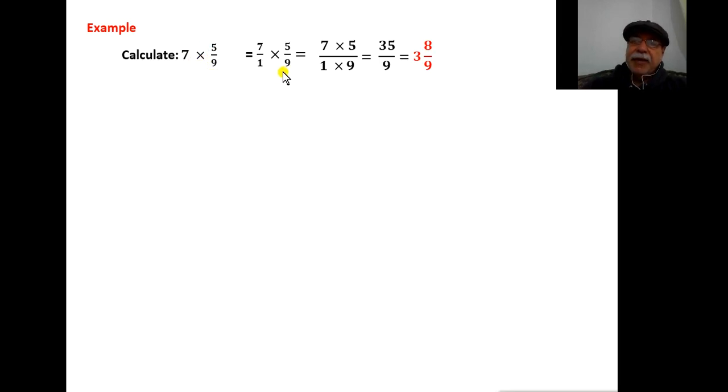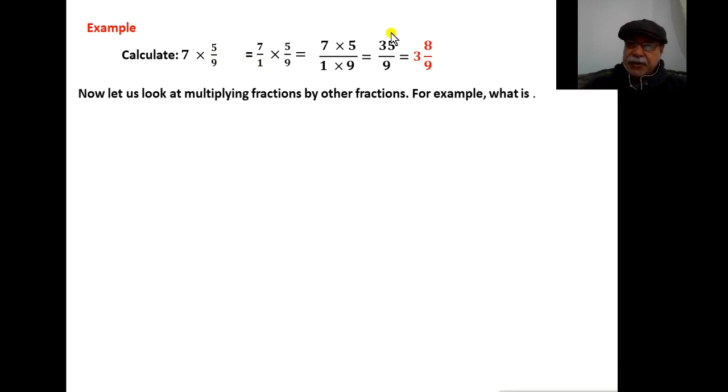I will explain to you another way to solve this problem. Meaning you can also do it exactly like this: 5 over 9, 7 times, and we get 35 over 9. Simplify this. But here I show you 7, the denominator is 1.